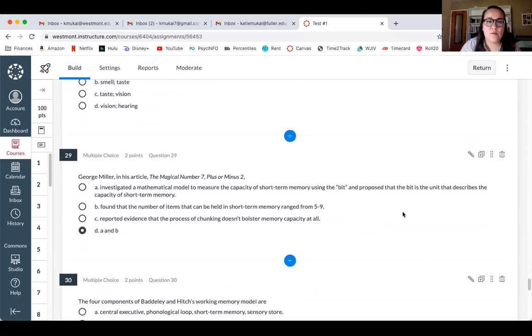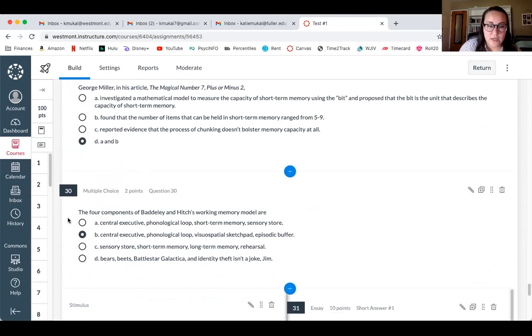So 29, in the magical number 7 plus or minus 2, George Miller started out with a mathematical model to try to understand short-term memory. And then he found that it actually didn't account for what he was seeing. And what he saw was B as well. He found that the number of items that can be held in our short-term memory is anything from 5 to 9.